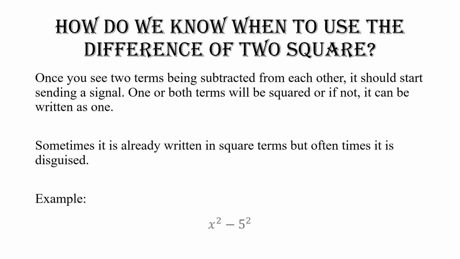Here we have a common example: 5x squared minus 5 squared. And you see, this is what the strategy means. This is the difference of 2 squares. So the strategy tells you the name. But as I said earlier, this will not always come like this. More often than not, it comes as a disguise, and you're going to see that as we do the example.